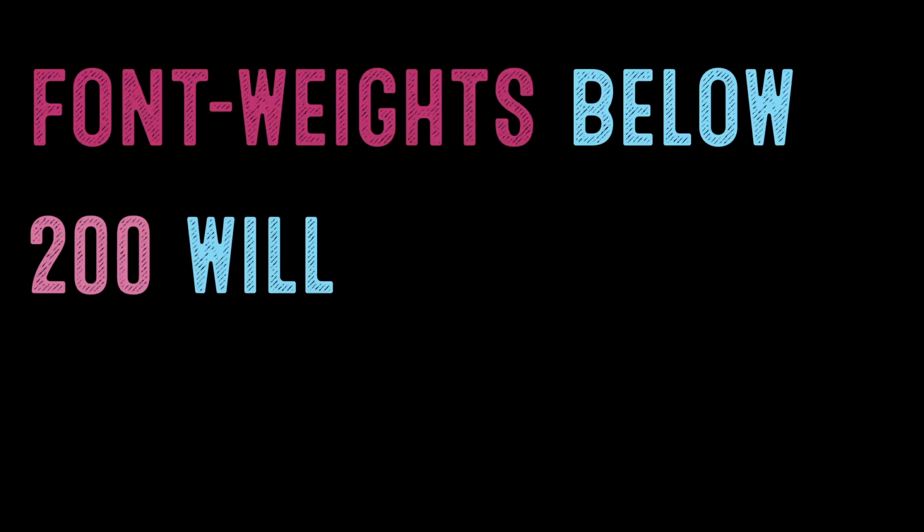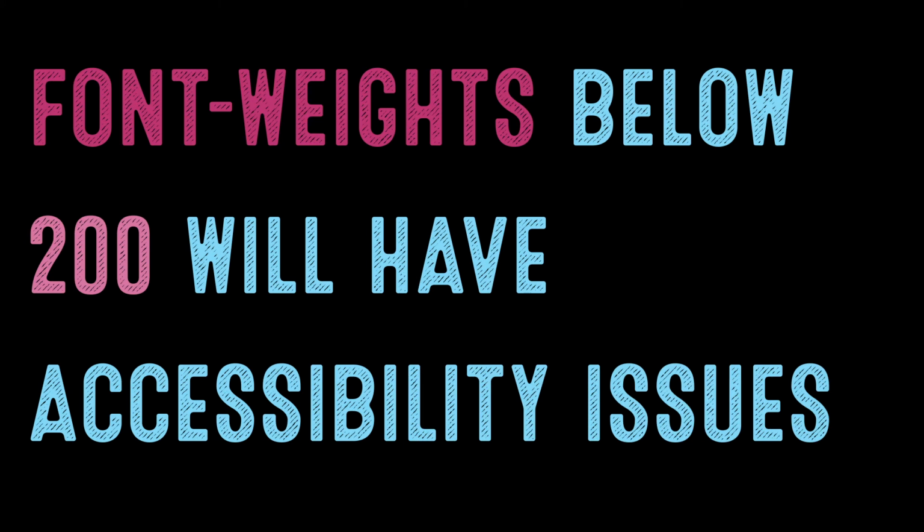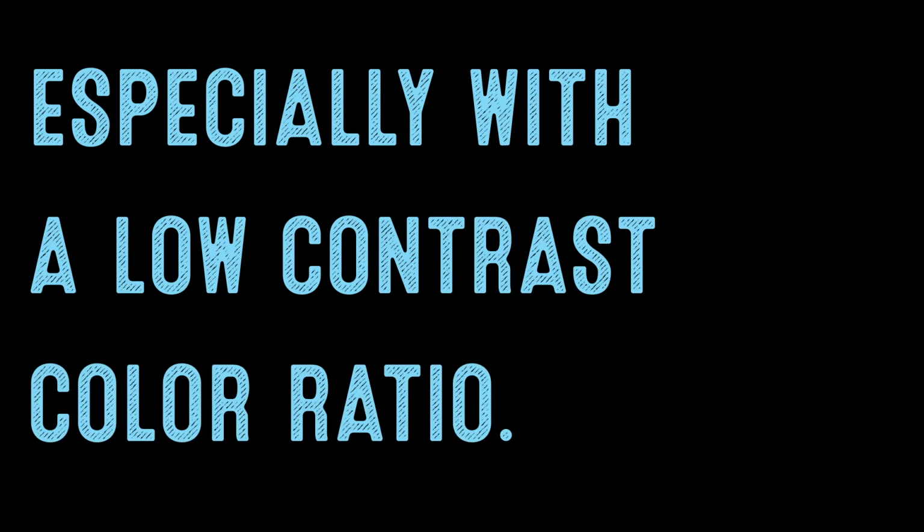In general, 100 is thin, 300 is light, 400 is normal, 500 is medium, 600 is semi or demi-bold, 700 is bold, 800 is extra bold, and 900 is black. Font weights below 200 will have accessibility issues, especially with a low contrast color ratio.